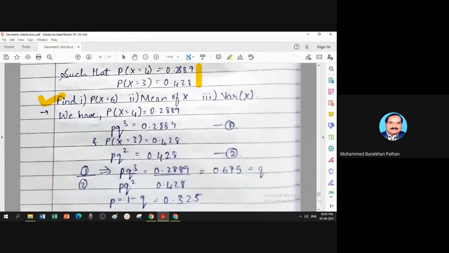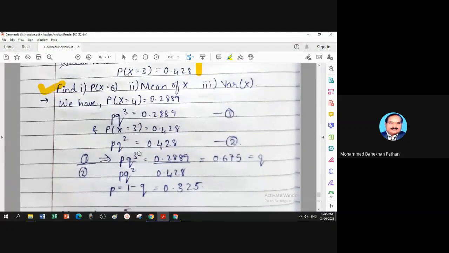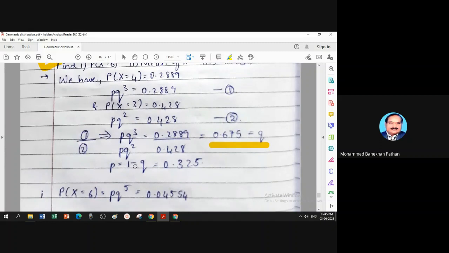Take the ratio of 1 by 2. So P Q raised to 3 divided by P Q square, the ratio of this probability. This is simplified. P gets cancelled, 2 gets cancelled with 3. So you get the answer for Q directly. So Q equal to 0.675. Now what is P?